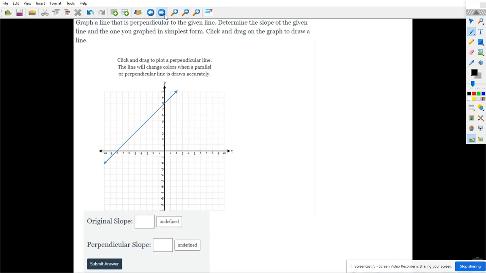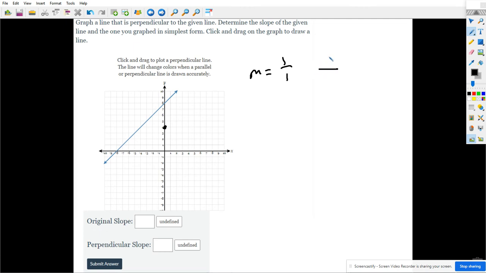So here's a couple of problems from Delta Math. It says graph a line that is perpendicular to the given line. So they want you to actually physically graph a line. So you'll have to click and drag to plot the perpendicular line. I don't have that, so I'm just going to draw one in here. And what's the slope of this line? Well, it looks like it goes up one, right one, up one, right one. So the given slope is m equals 1 over 1.